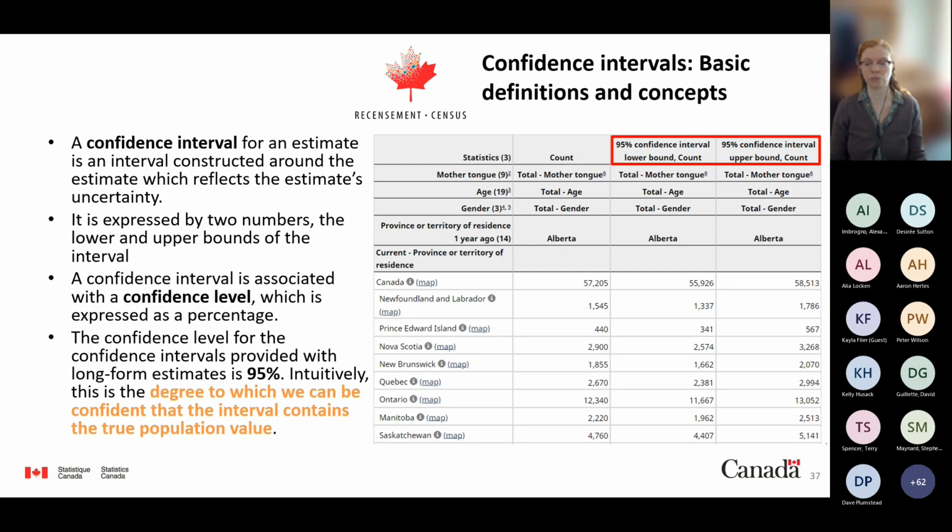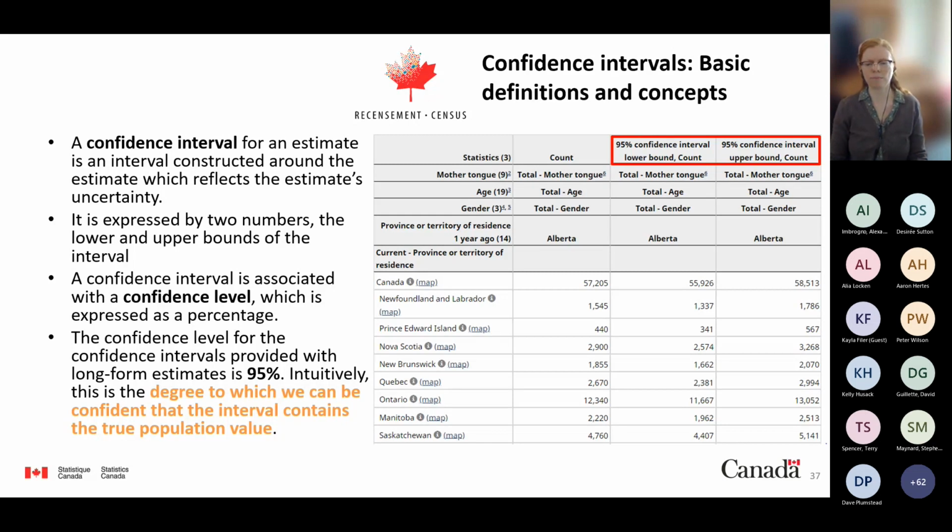And a confidence interval is expressed by two numbers, which are the lower and upper bounds of the interval. And these are the numbers in the second and third column of the table shown. So for instance, if I look at the second row of data in the table, the row for Newfoundland and Labrador, the estimate of people who lived in Alberta 1 year previous to census day is 1,545. And the lower bound of the confidence interval in the second column is 1,337. And then the upper bound in the third column is 1,786.